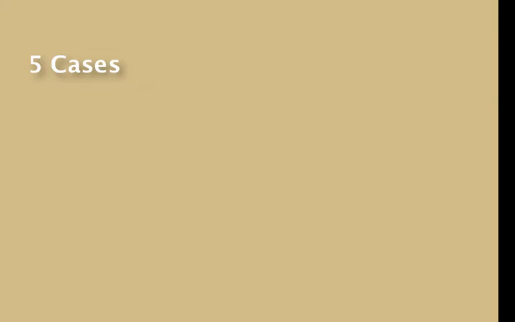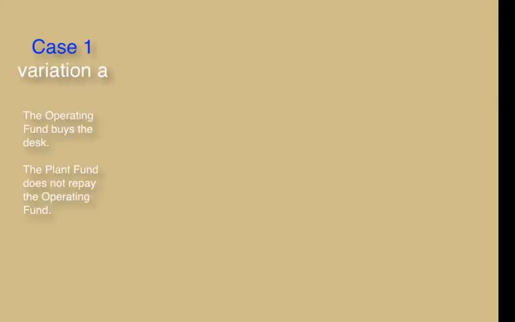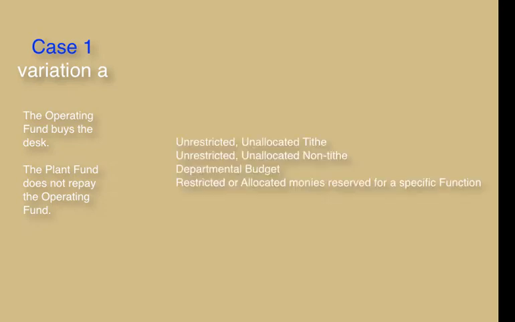So let's start by taking a look at case 1. Now remember, in case 1, I need to purchase a desk, and I'm going to use resources that have been maintained in the operating fund for this purchase. And the plant fund is not going to repay the operating fund for the desk. This is the most frequently encountered scenario in the SunPlus world. So the question to be considered first is, where is the money coming from? What type of money is going to be used within the operating fund?